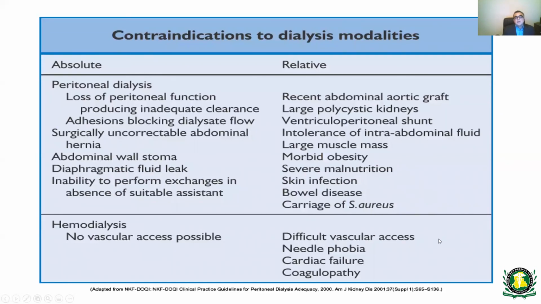Some of the contraindications for dialysis modalities, especially in peritoneal dialysis, like I mentioned, are loss of peritoneal function or membrane, or the patient has adhesions blocking the dialysate flow, uncorrectable abdominal hernias, and diaphragmatic leak can happen. In hemodialysis, the issue is no vascular access.